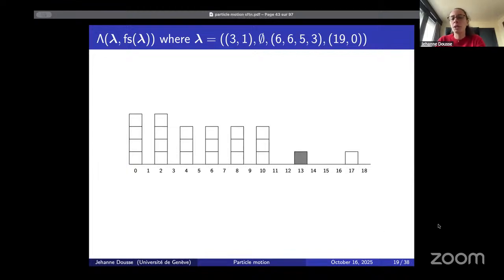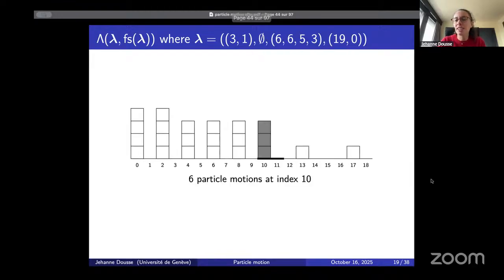Then when you have an empty partition, it doesn't count. It doesn't have any parts, so we just skip this empty partition. Then we try to insert the 6. So the 6, we will do 6 particle motions at index 10.